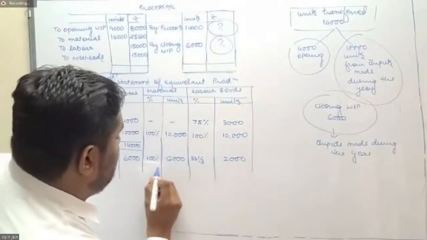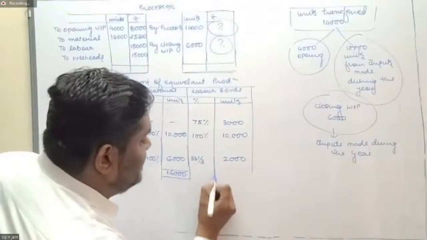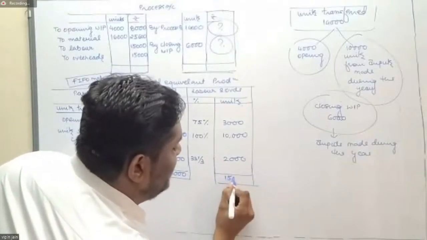So we have got the equivalent number of units now. 16,000 in case of material and 15,000 in case of labor and overheads.